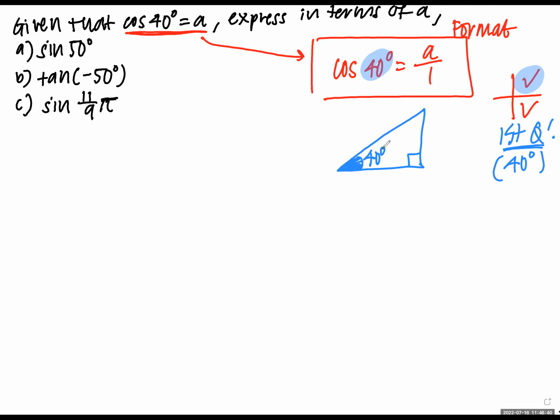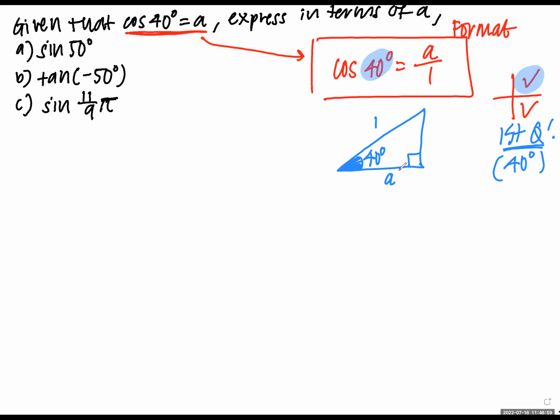Yes, 40 degrees. And what else can I fill in this triangle? Hypotenuse is 1. So where's the hypotenuse? The longest one, opposite the right angle. Okay, so 1, what else? And then you can also put A. Where's A? Adjacent to 40 degrees.